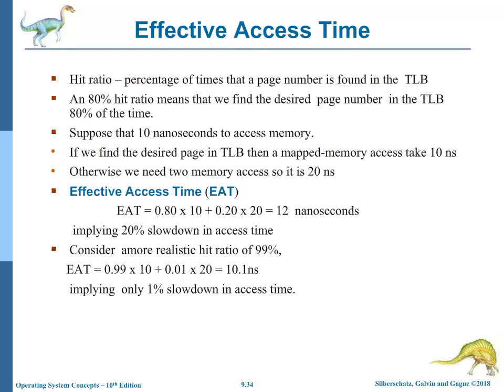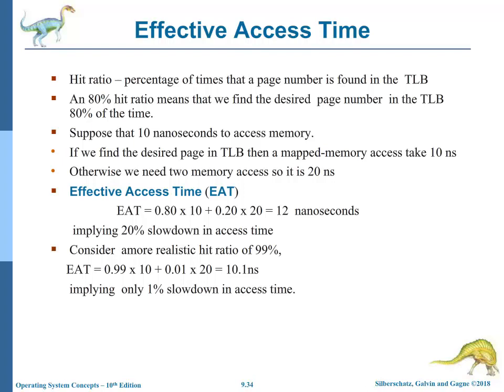So the effective access time is 0.8, that's 80%, multiplied by 10, that's 1 memory access time, plus the miss time, which is a 20% miss rate multiplied by 2 memory access times, which is 20 nanoseconds. So the total equals 12 nanoseconds.